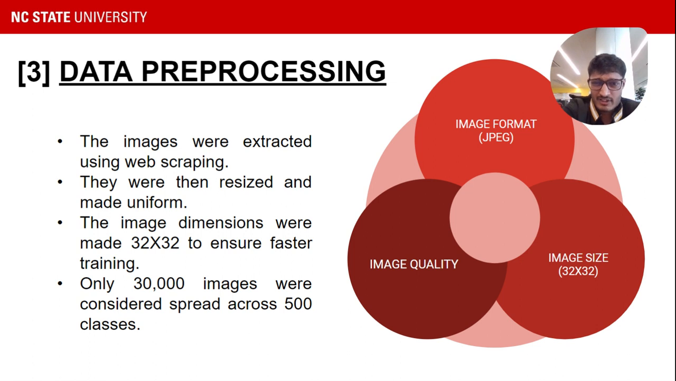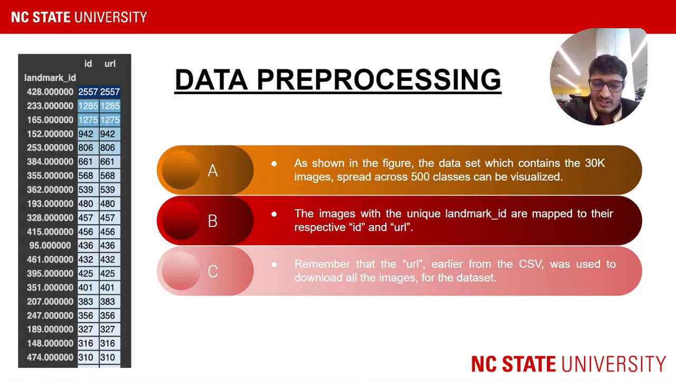Coming to the data preprocessing, we are extracting our images using web scraping, and then we are resizing the images into 32 by 32 to ensure faster training. We have only taken 30,000 images spread across 500 classes to make the training easy. And this is how our data looks. As you can see on the left, we have landmark IDs, and two columns, divided between ID and URL.